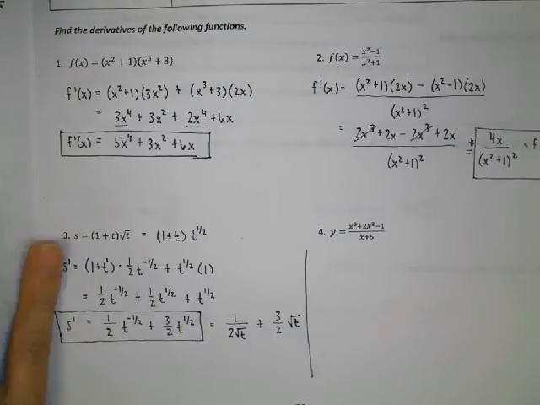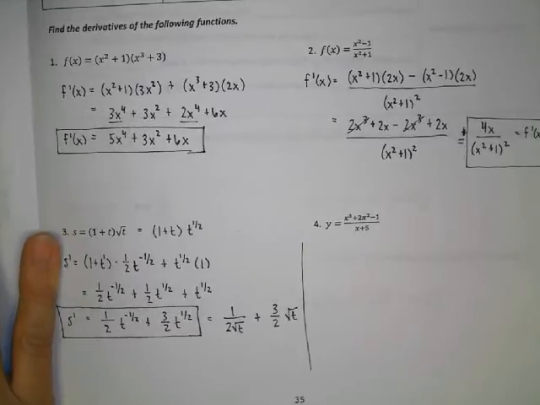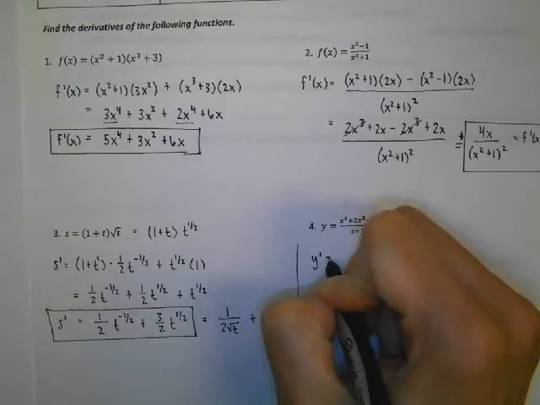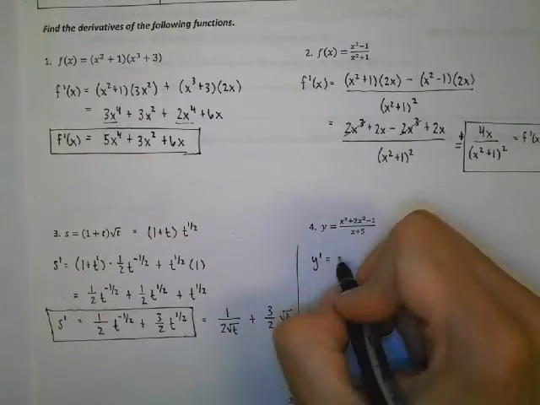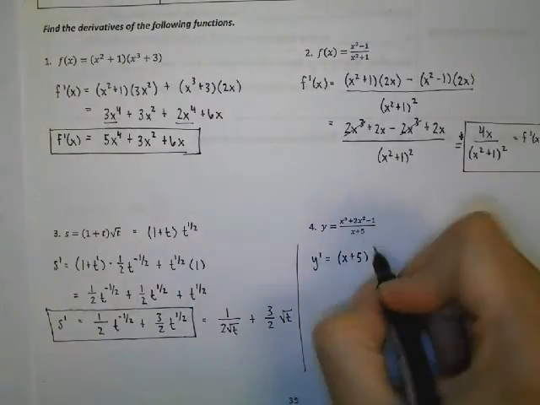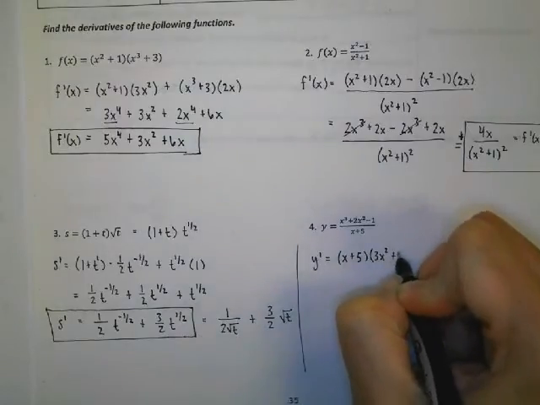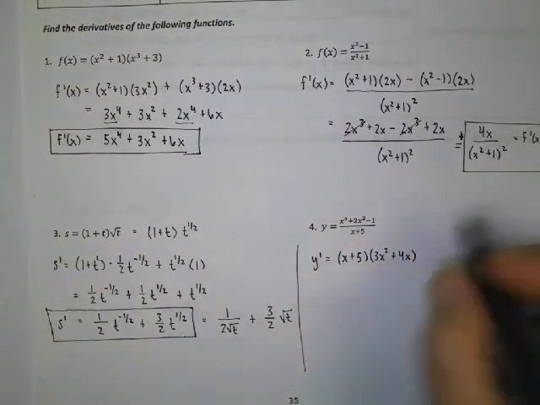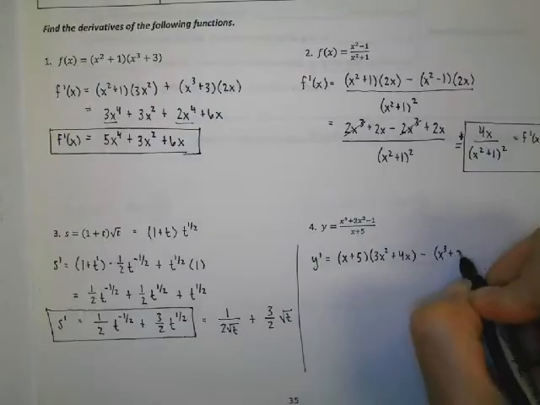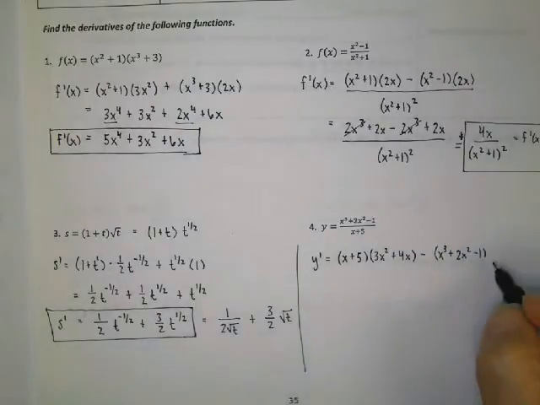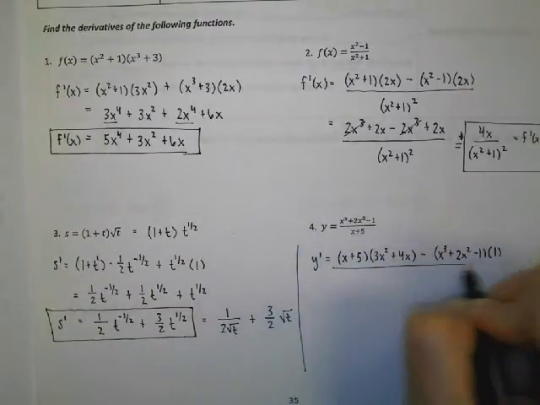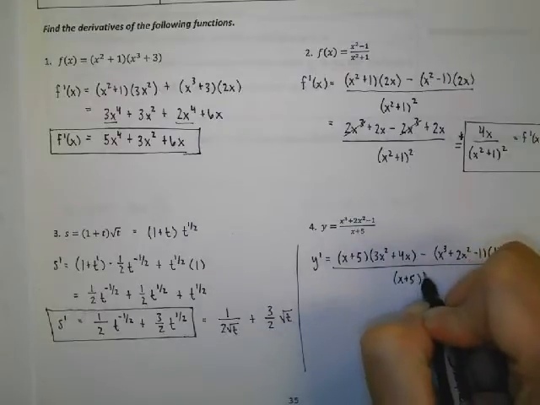Okay, to wrap up, I'm going to do, on this side anyway, one more quotient rule. Again, that's low d high minus high d low over low squared. So here we go. Our low is x plus 5. The derivative of my numerator, my high, is 3x squared plus 4x. Then we're going to subtract our function on top, x cubed plus 2x squared minus 1, times the derivative of our denominator. That's our d low, which is just 1. And that's all over x plus 5 squared.